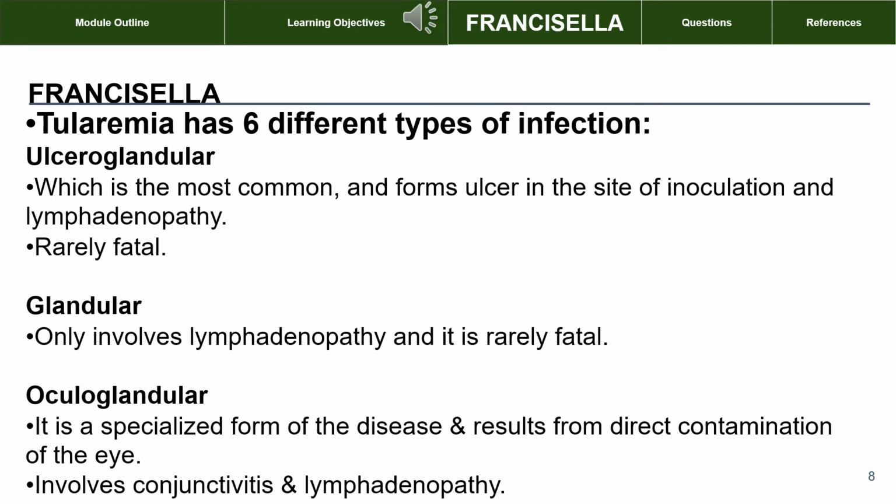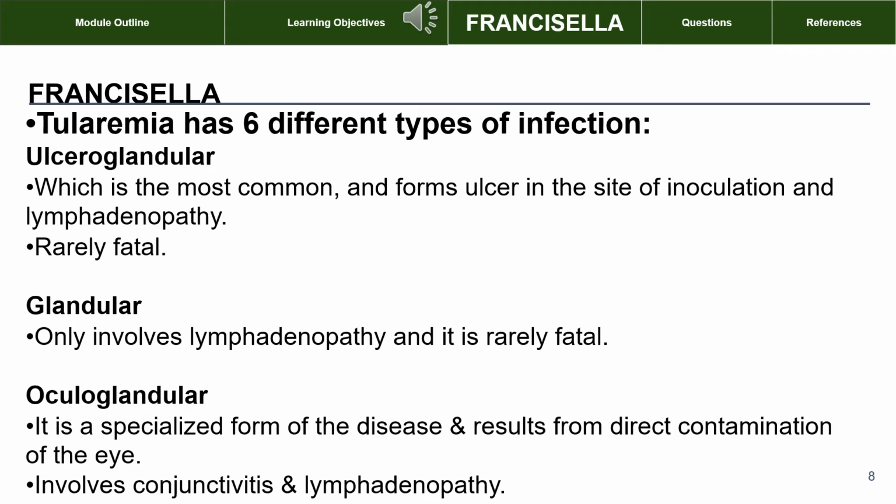Tularemia has six different types of infection. First, you have ulceroglandular, which is the most common. It forms an ulcer at the site of inoculation and lymphadenopathy. So it is rarely fatal. Next, we have glandular. It involves only lymphadenopathy and is also rarely fatal.